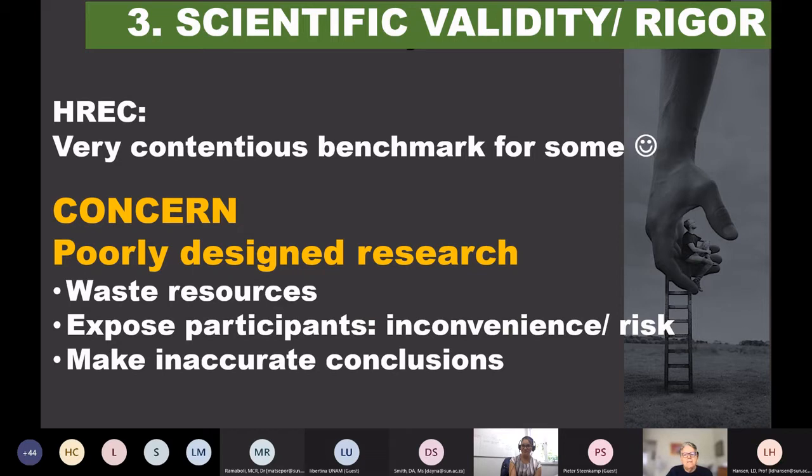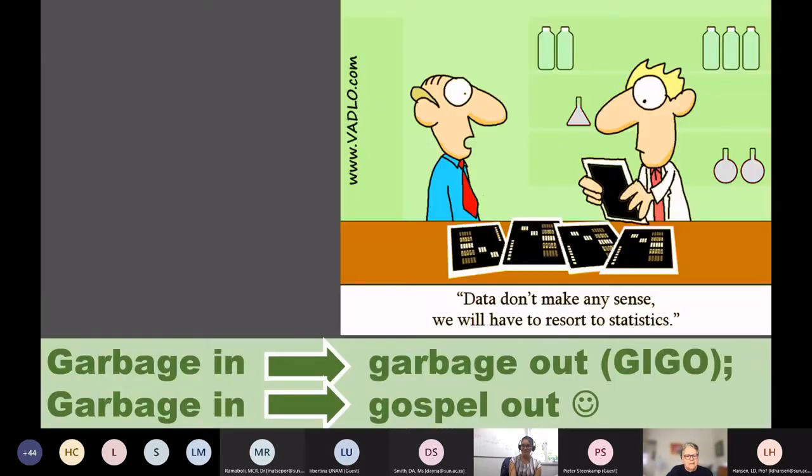Now, the third one is scientific validity or rigor. Now, I have to say, honestly, this is a very contentious benchmark for some of our researchers. In general, researchers don't like us to reflect on the methodology, the intricacies of the research design. But it is one of our benchmarks, and it is because we know that if it's badly designed, we waste resources, but most importantly, we expose our participants to inconvenience and risks, and our conclusions will be useless. So for us, that is very important.